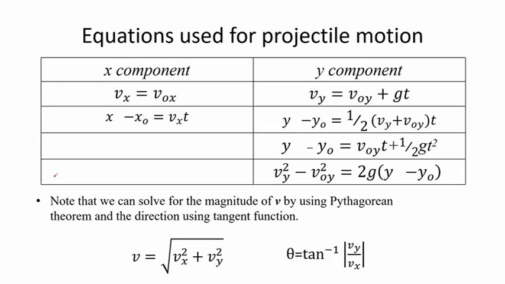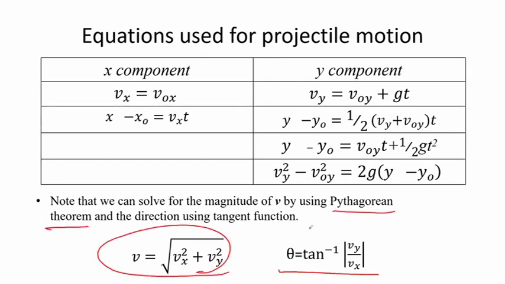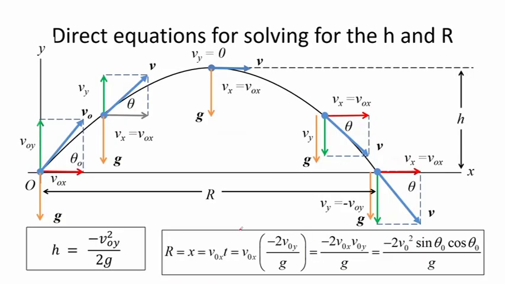Here we summarize the equations for solving projectile motion problems. We apply the Pythagorean theorem to solve for the magnitude and the tangent function for the direction of the velocities. For projectile motion having a parabolic-shaped trajectory where the initial position is equal to the final position along the y-axis, as shown in the figure, we can directly solve for the height and range of the projectile using the equations shown.